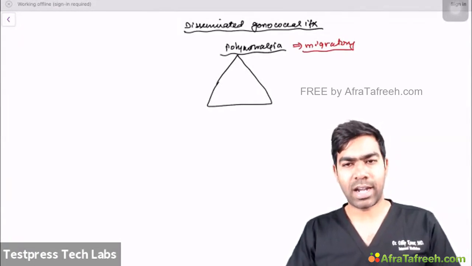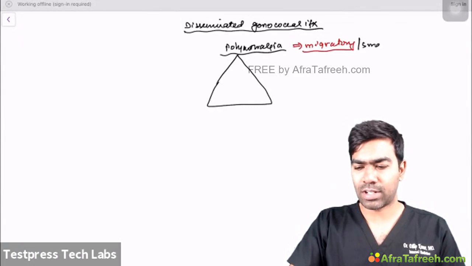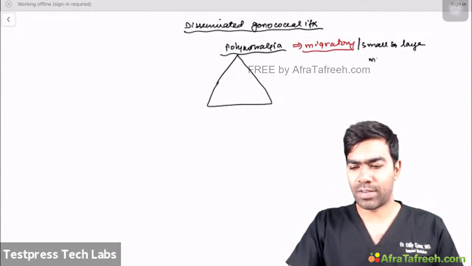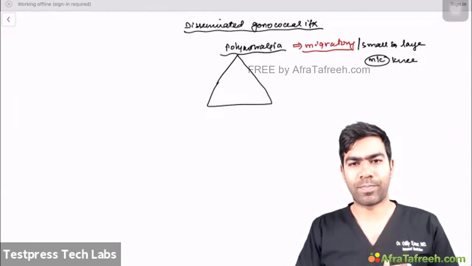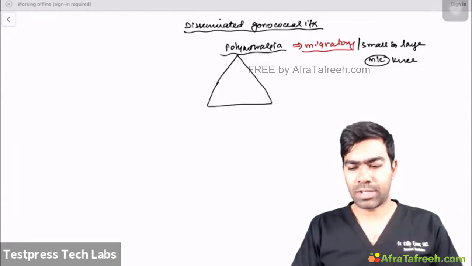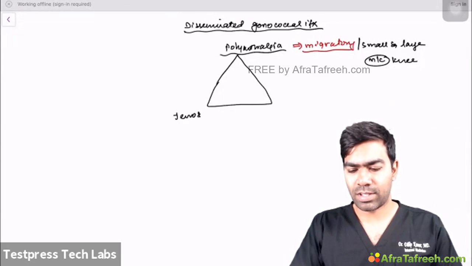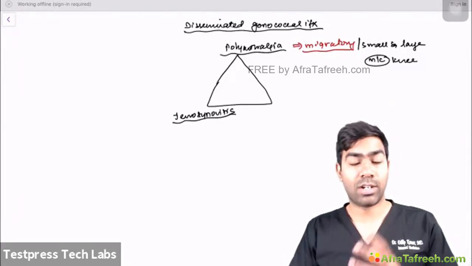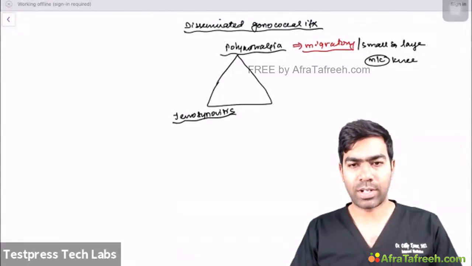And it can involve small joints as well as large joints. Small and large joints both are involved, but nevertheless, the most common joint involved will be the knee joint once again. Clear? And at the same time, the second characteristic feature is they're going to have tenosynovitis, which means it can typically look as if it's rheumatoid arthritis along with tenosynovitis.